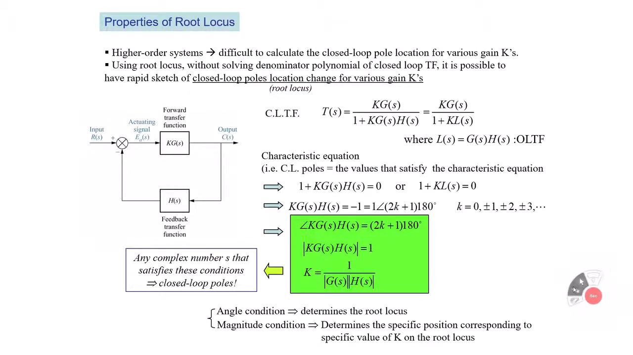So this is my characteristic equation. Any closed loop pole, which is S, must satisfy this equation. That means KGH must be -1, right? But in the complex domain, the -1 is here, right? What is the magnitude of this -1? The magnitude of this -1 is 1. And the phase angle of this -1 is 180 degrees.